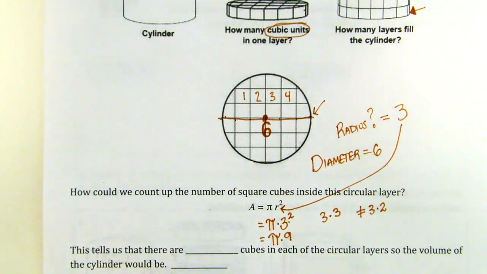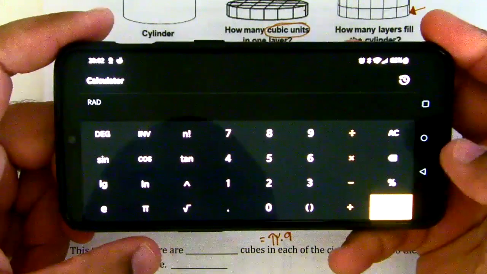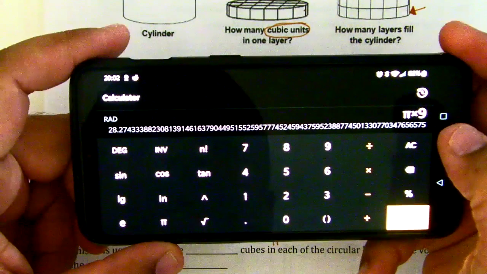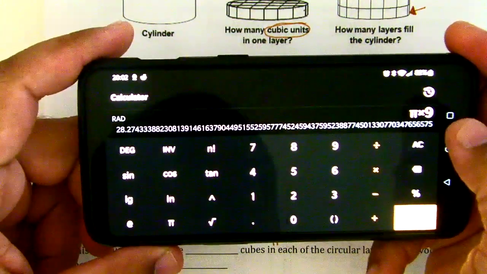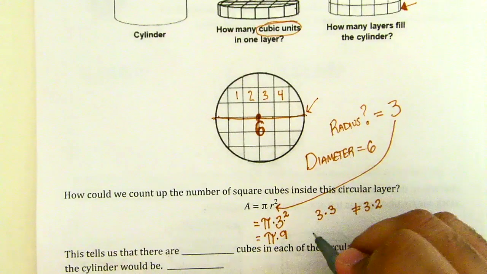Now you're gonna whip out your trusty Android or whatever calculator that you happen to have on you, right? Remember to turn it landscape so you get that nice, beautiful scientific calculator. I'm gonna hit pi times 9, and here is my answer. I'm gonna round it to 2 decimal places, 28.27.